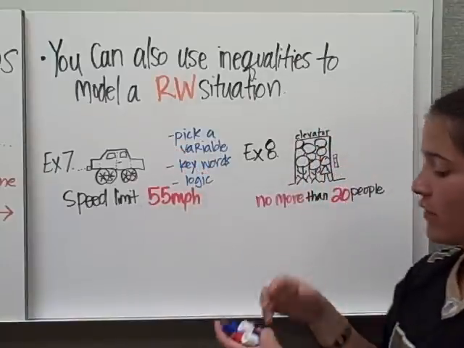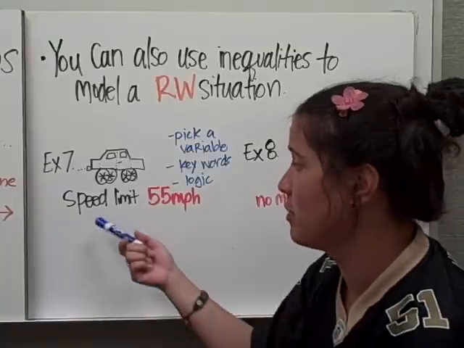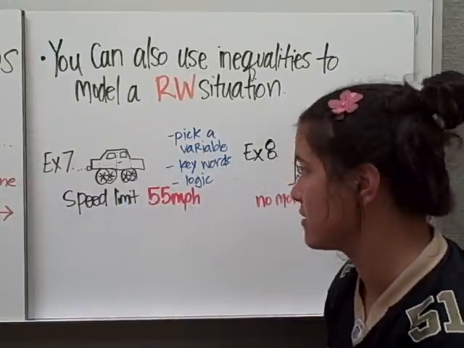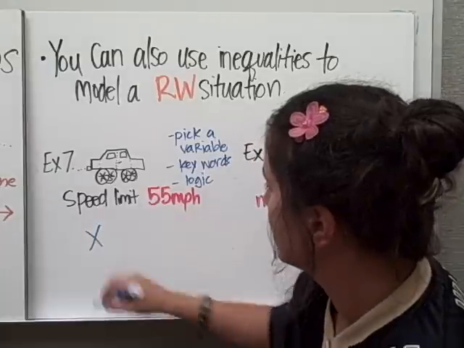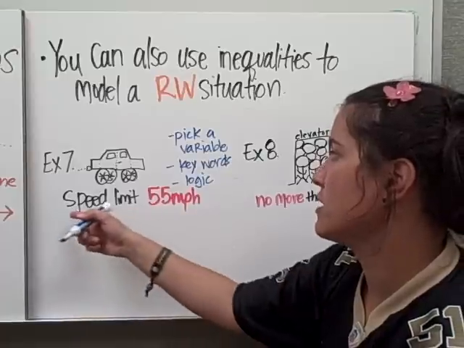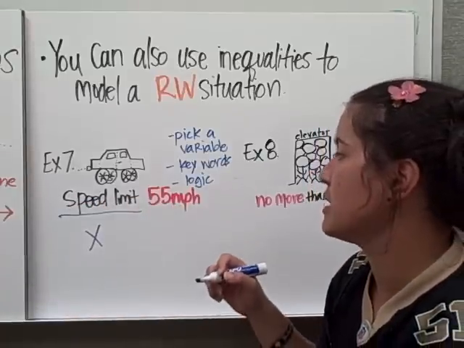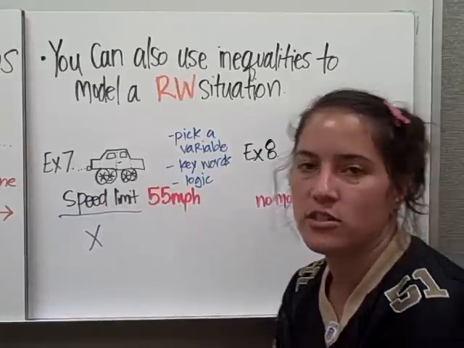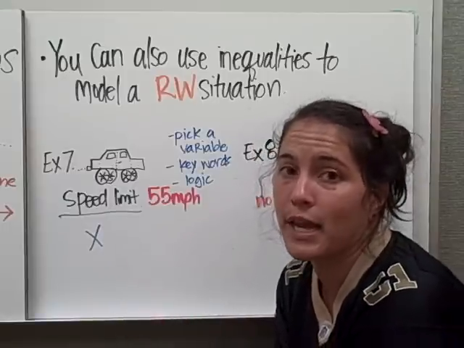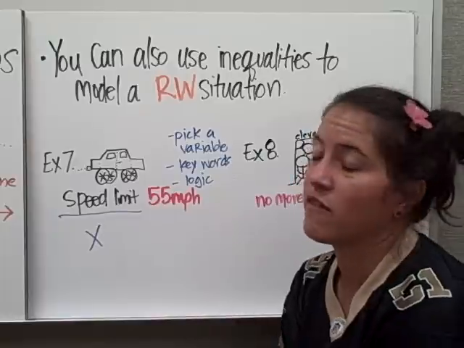First thing you do is pick a variable. You can pick any variable, an S, an L. I'm just going to pick X because it's easy to use. Second thing is you look for keywords. In this, there's not really any keywords except that we're talking about a speed limit. The third thing is you need to use logic. What does it mean if the speed limit is 55 miles per hour?